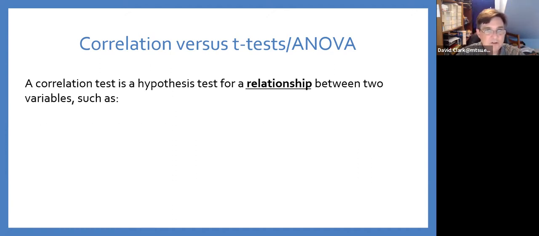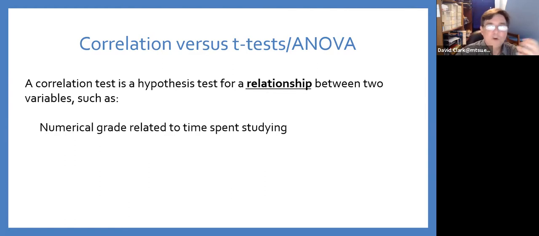For example, what's the general relationship between a numerical grade and the time spent studying? So think about it. How is this measured? This is measured in percent, I mean, it could be. That's a number, and this is time spent studying in minutes. So you've got one set of numbers and another set of numbers, and you want to see how they relate.